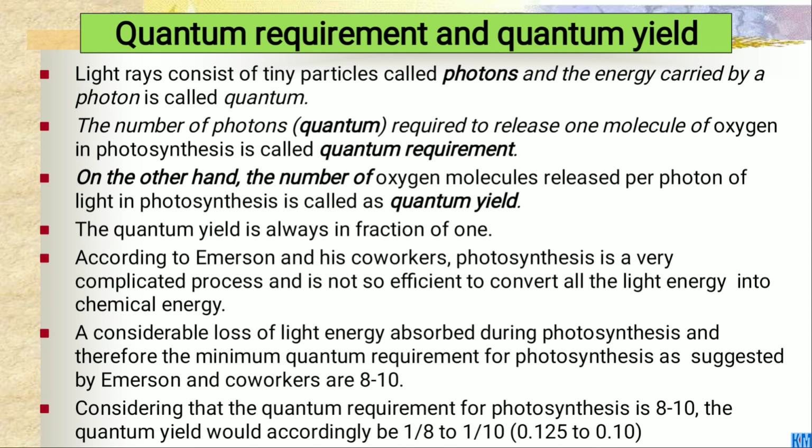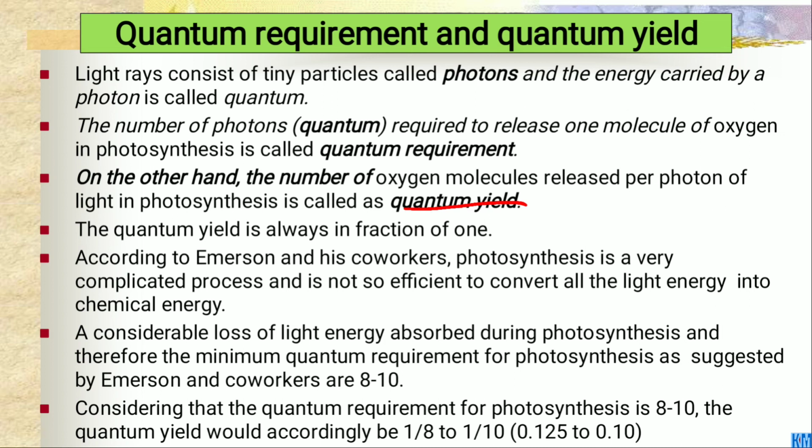The number of photons required to release one molecule of oxygen in photosynthesis is called the quantum requirement. On the other hand, the number of oxygen molecules released per photon of light in photosynthesis is called the quantum yield. The quantum yield is always a fraction of 1.